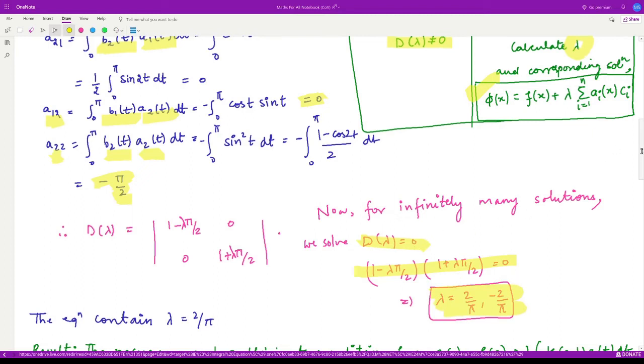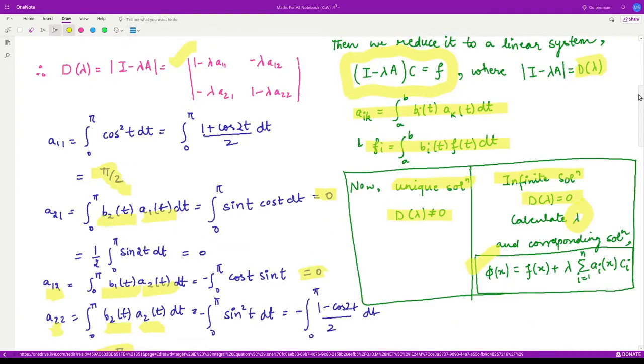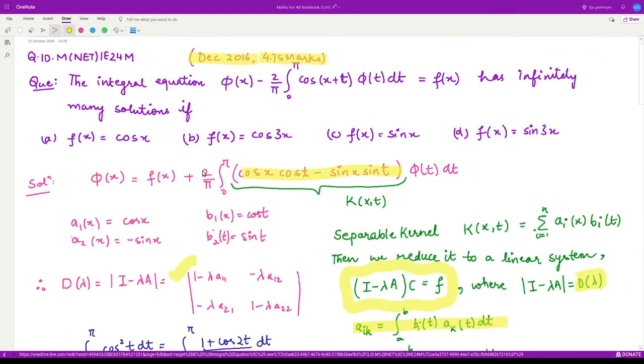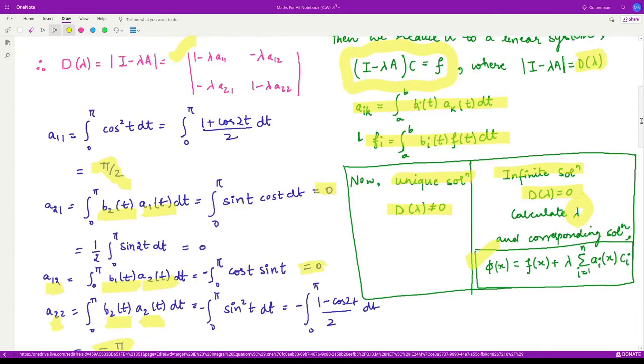Now look at our question. In our question, the value of lambda is plus 2 upon pi. So we shall use this value to calculate the corresponding eigenfunctions, or the solution of this equation. So let us calculate that.